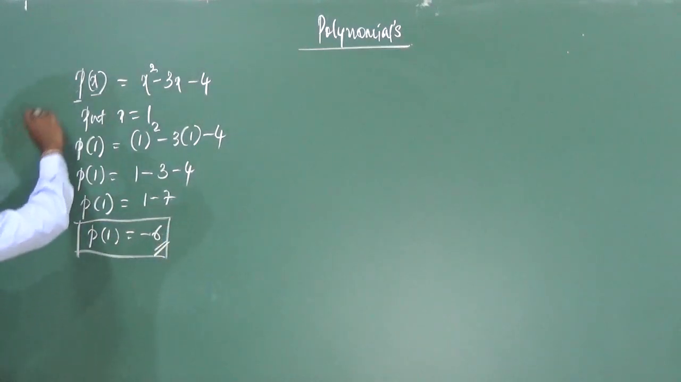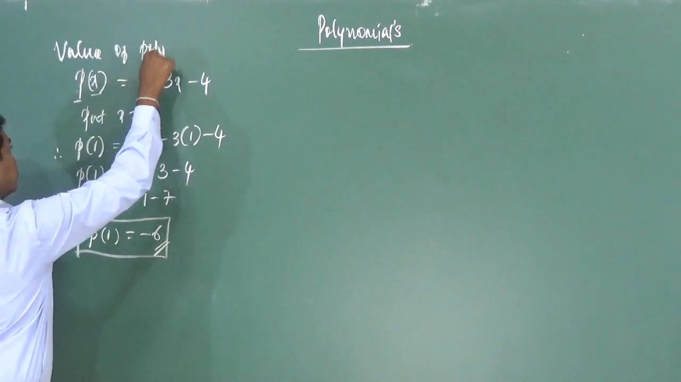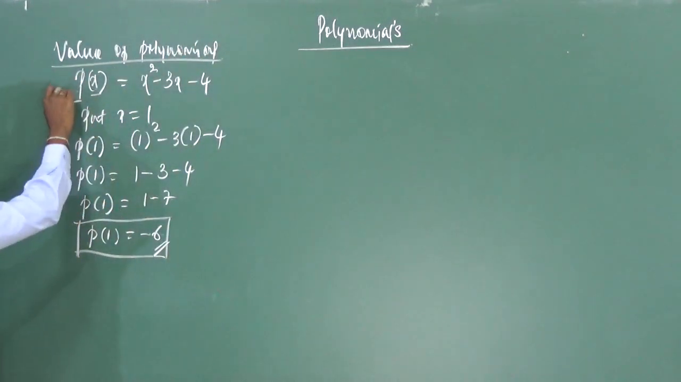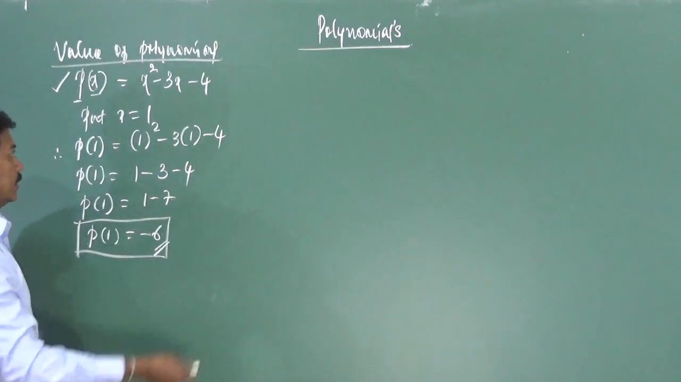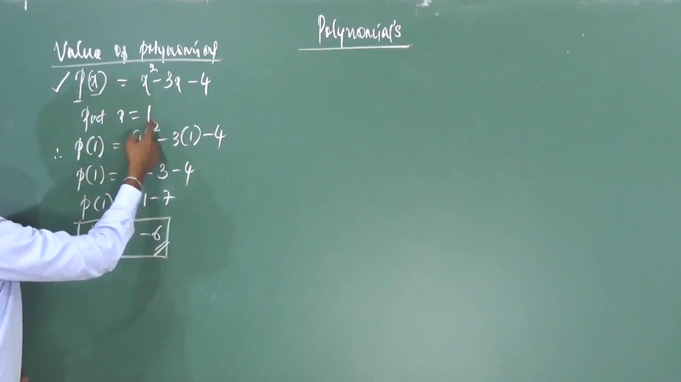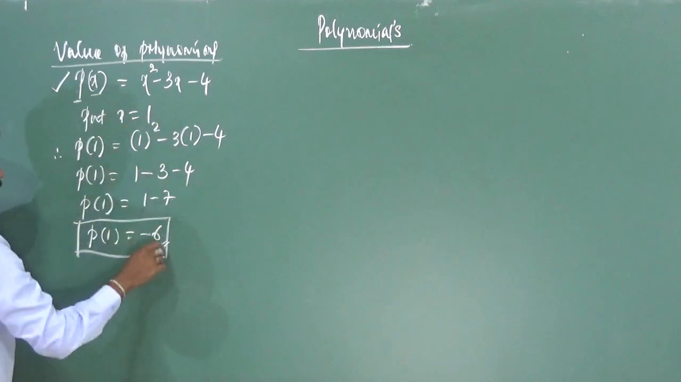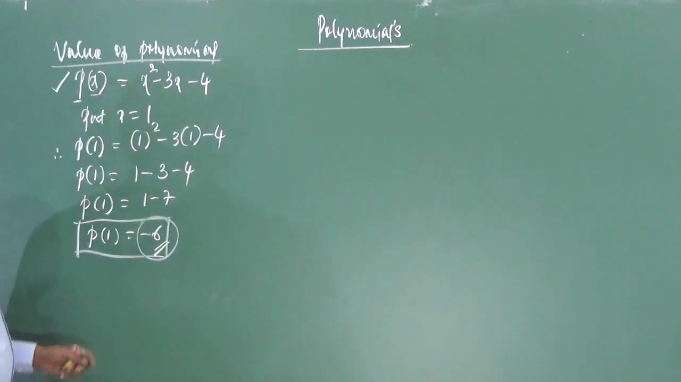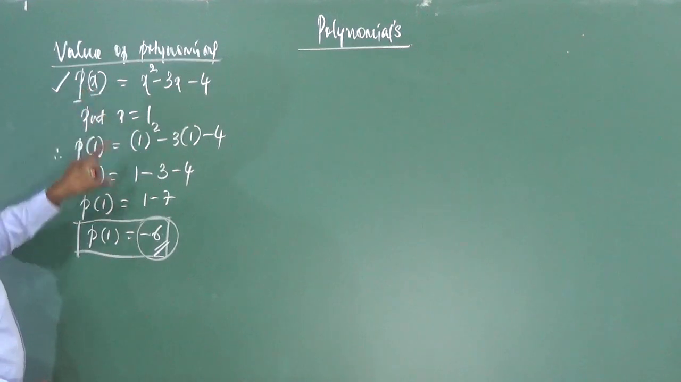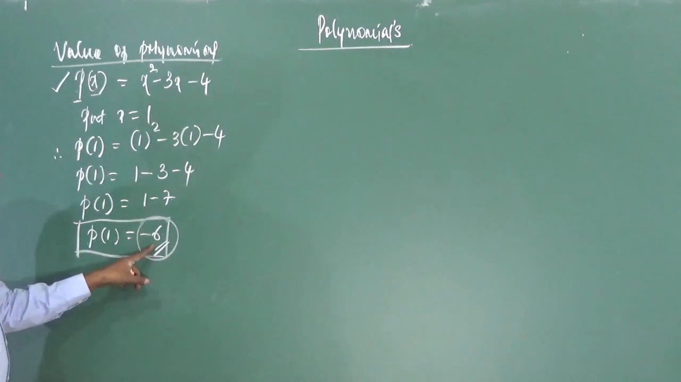So here we speak about the value of a polynomial. How do we analyze the value of a polynomial? You are given some polynomial and asked to replace the value of x by some real number, that is 1 in this example. As I replaced x by 1, I got this value at the last. So in this polynomial, if x is replaced by 1, then the value of the polynomial is equal to minus 6.